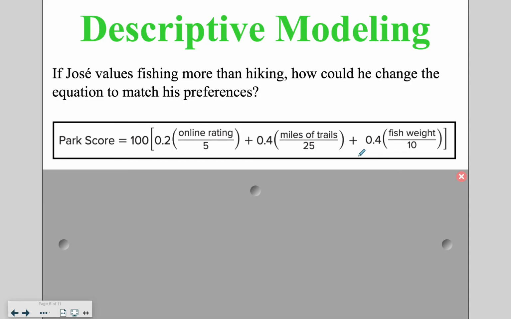Now, I said in the last one that Rochelle put an emphasis of 20% on online rating, 40% on trails, and 40% on fishing weight. If Jose values fishing more than he values hiking, how could he change the equation to match his preference?